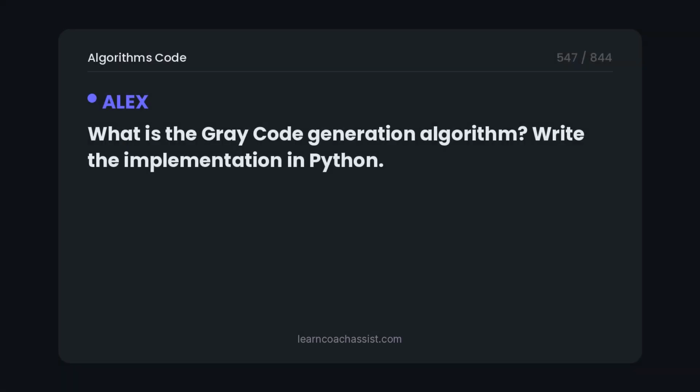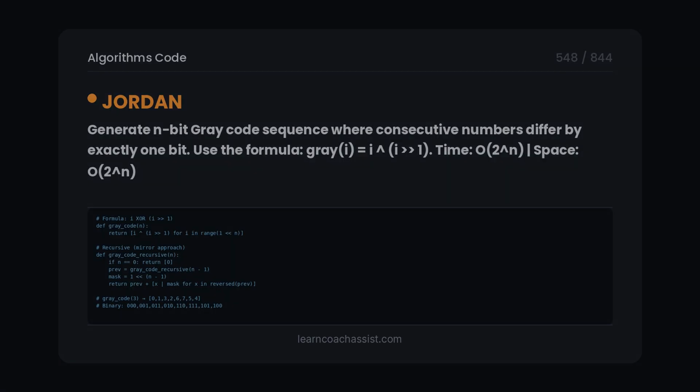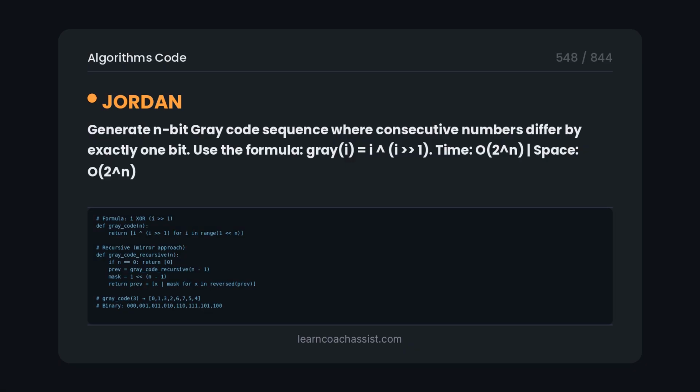What is the gray code generation algorithm? Write the implementation in Python. Generate an n-bit gray code sequence where consecutive numbers differ by exactly 1 bit. Use the formula gray(i) equals i ^ (i >> 1). Time O(2^n), space O(2^n).